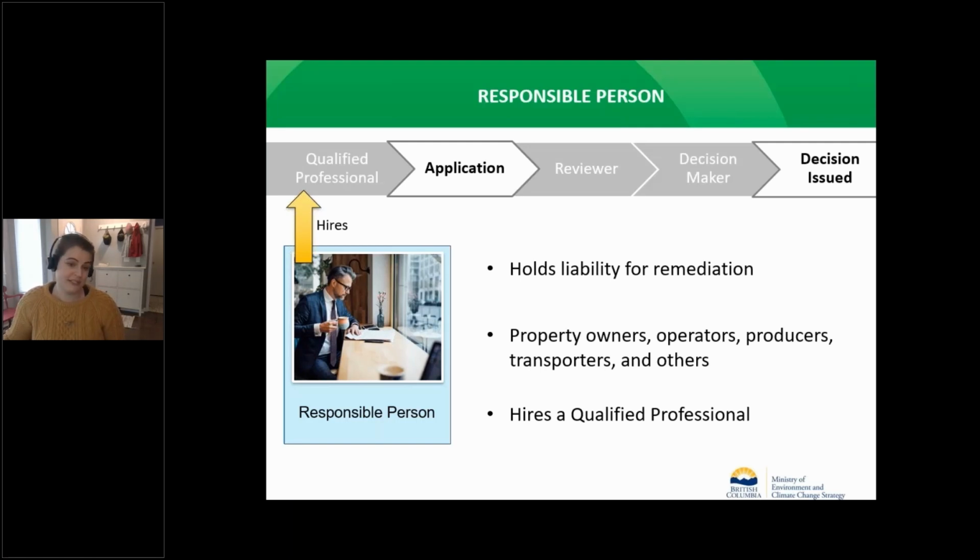A responsible person is responsible for meeting applicable requirements of the contaminated sites legislation, but they are generally not experts in contaminated sites. For this reason, they typically hire a qualified professional to navigate the application process on their behalf. Next slide, please.